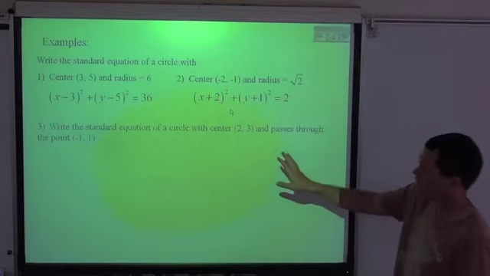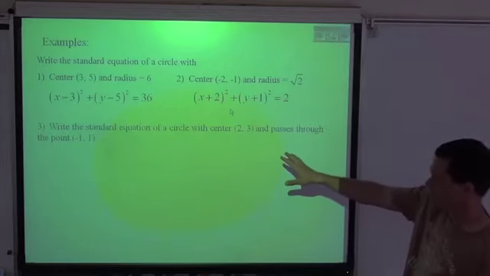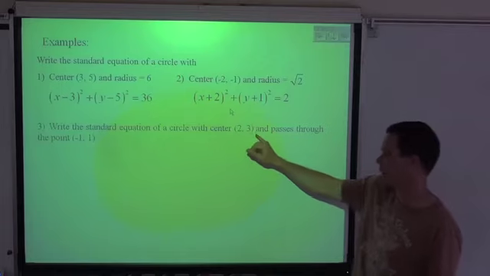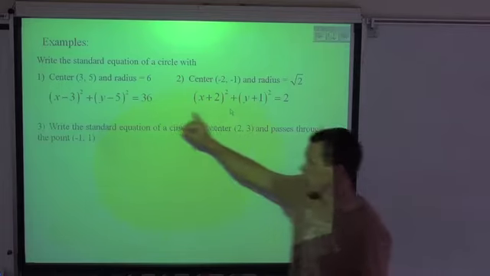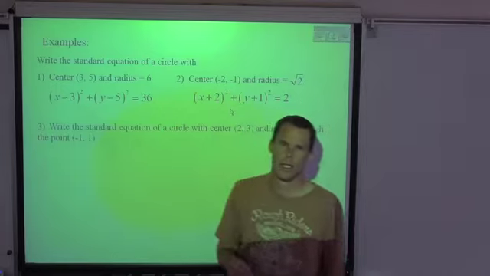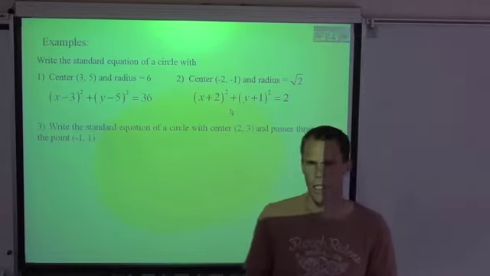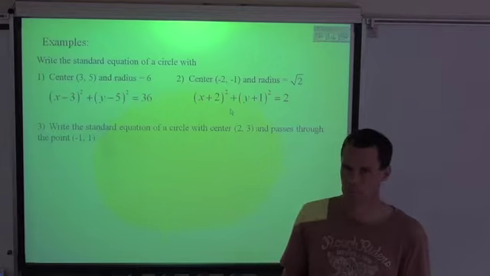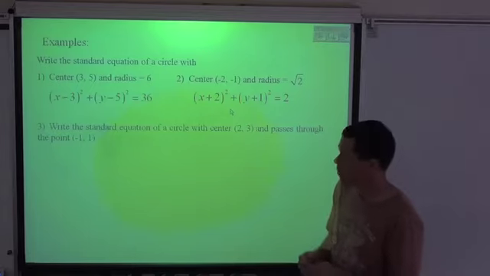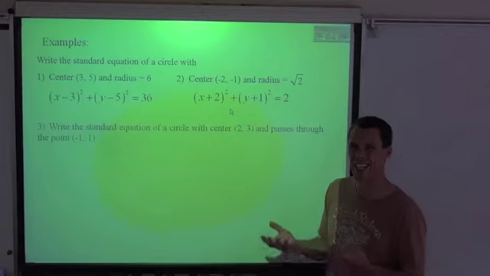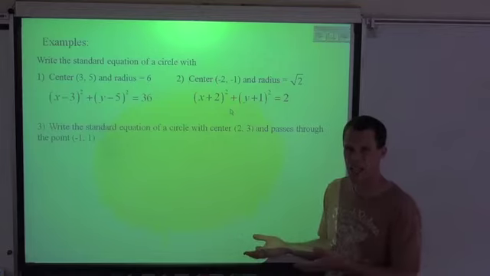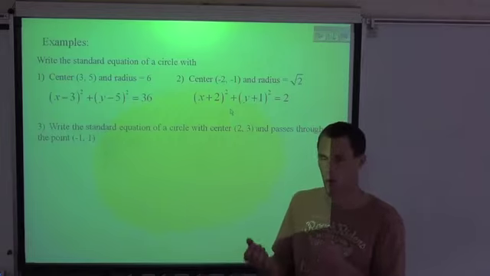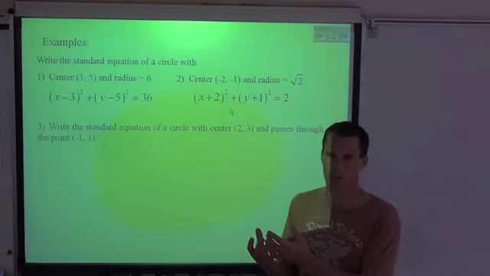Third example. What if we needed to write the standard equation of a circle where we have the center, so we're given h and k, but it goes through the point negative 1, 1. Take a moment and think about, what does the point negative 1, 1 represent? Well, it represents the x and y. It is a point on the circle. So what we're missing is r.